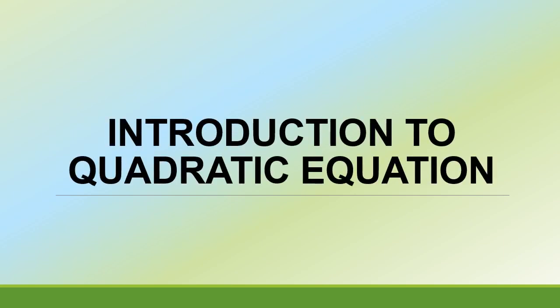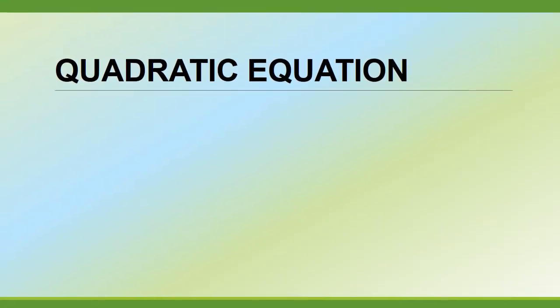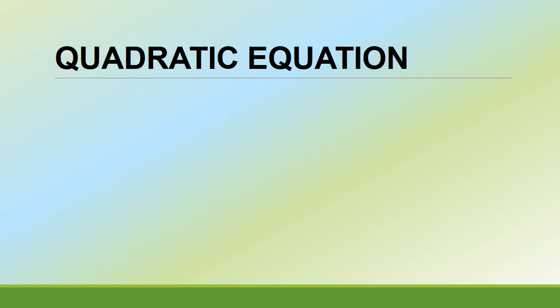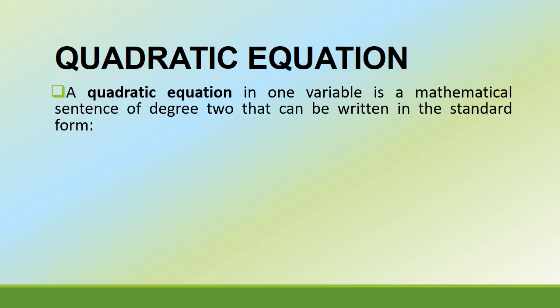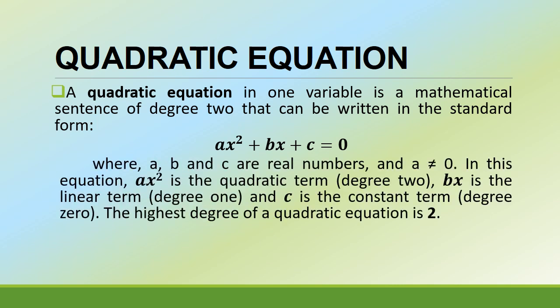Let's start discussing the introduction to quadratic equation. A quadratic equation in one variable is a mathematical sentence of degree 2 that can be written in the form of ax squared plus bx plus c is equal to 0, where a, b, and c are real numbers and a is not equal to 0.